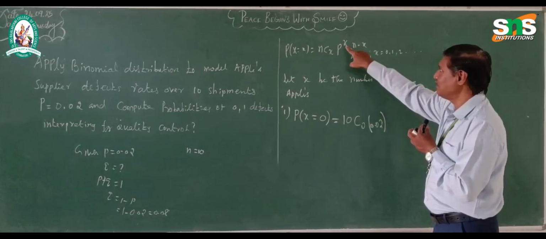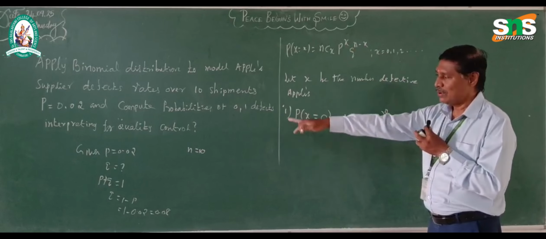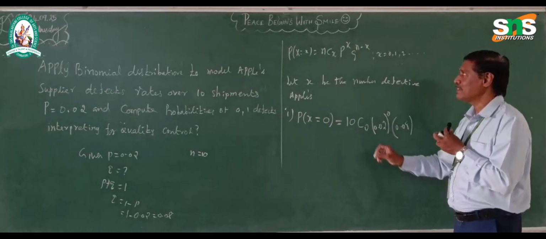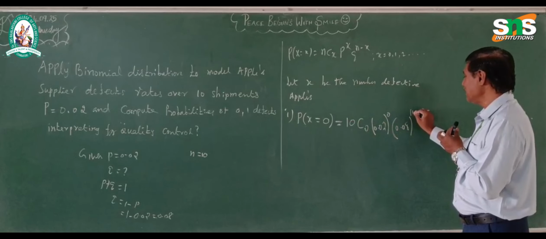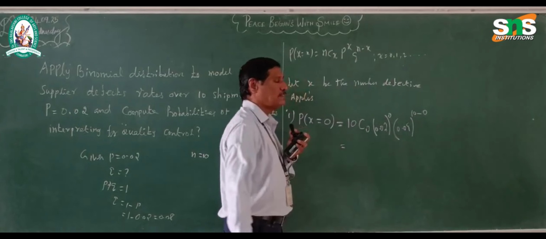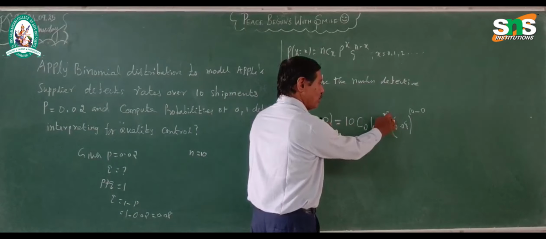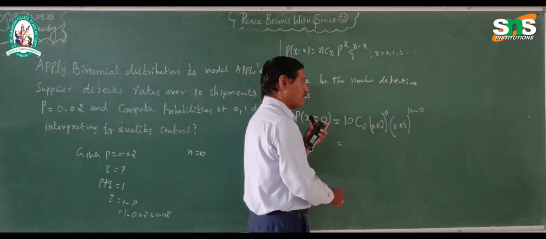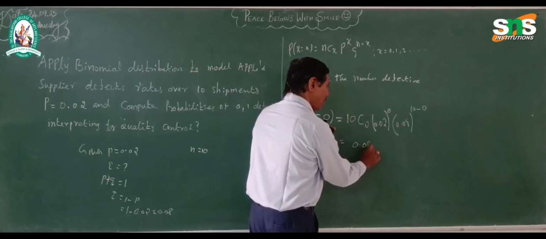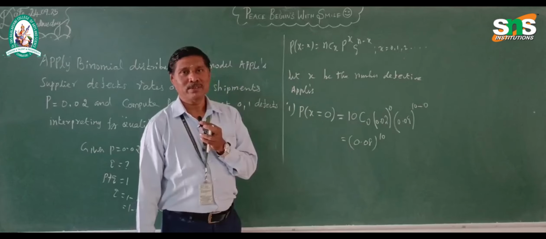0.02 power x, and x is 0. And then Q, what is Q? Q is 0.98 whole power n minus x. n is 10 segments, x is 0 defective. So that is equal to 10C0, whose value is 1, and 0.02 power 0. Anything power 0 is always 1. Therefore, these are all 1. So the remaining is 0.98 whole power 10. So this is the probability for 0 apples defective.